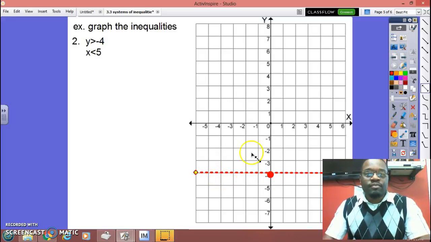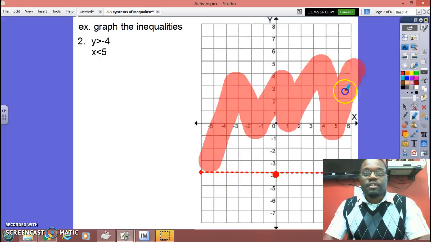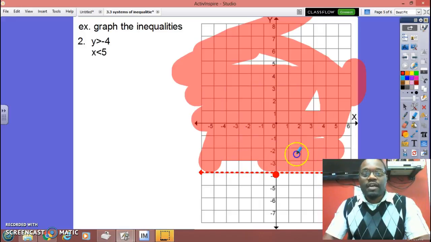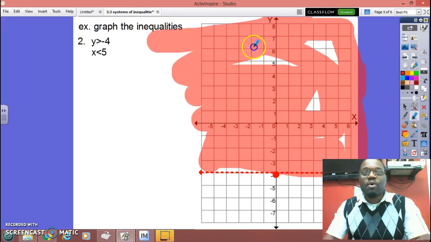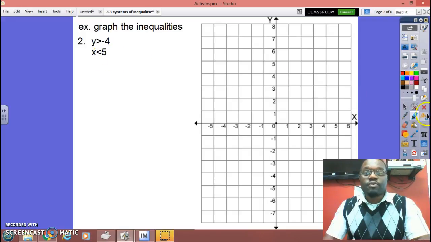And since it's greater than, I'm going to shade above. So all this up here, I shade on top of this line because Y is greater than. It's talking about Y as the solution area. It's greater than that line is what it's saying. And so I shade on top. Got it? Okay.